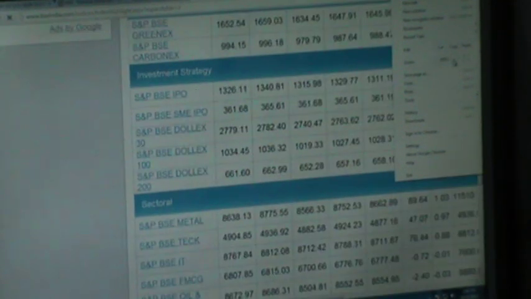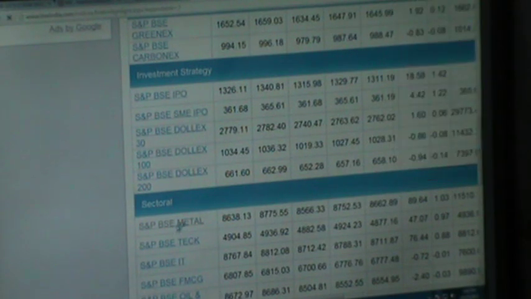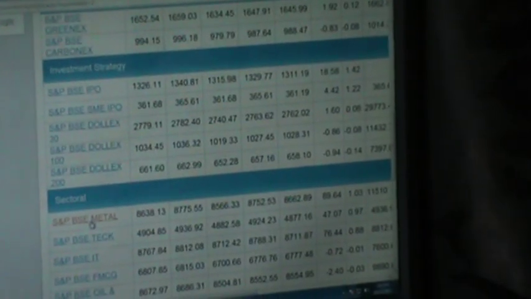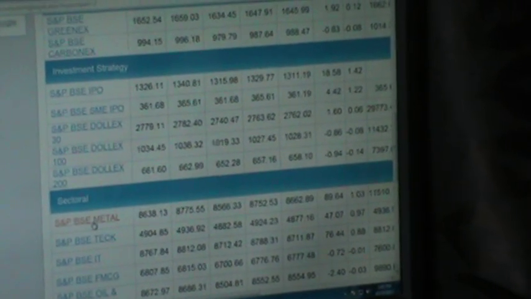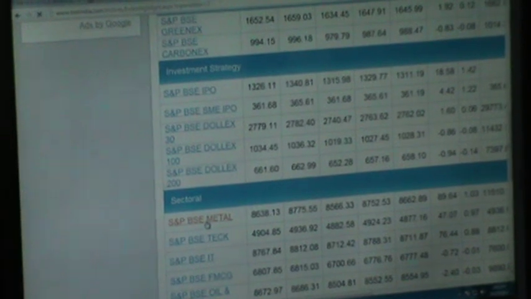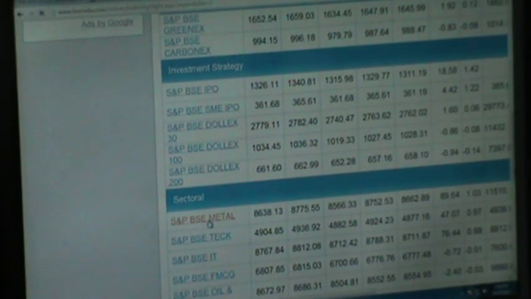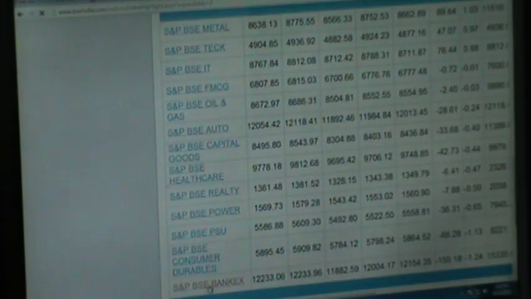So what can I do? In the metal sector I am going to see the options. Which is the better option? This is the metal sector. I am clicking this. There are some stocks in which options are having a good volume. So Tata Steel will be there, Hindalco will be there. And Bankex, this is the weakest sector today.